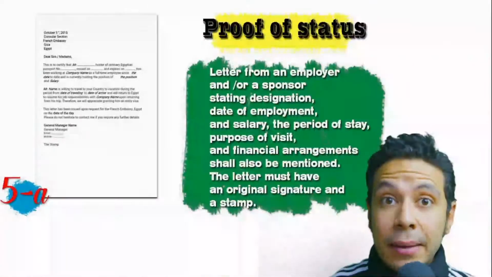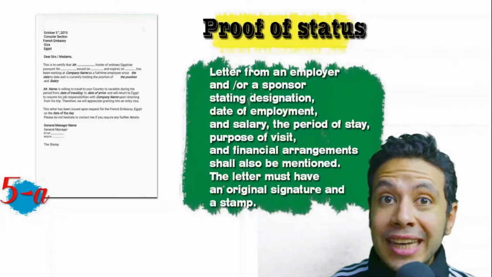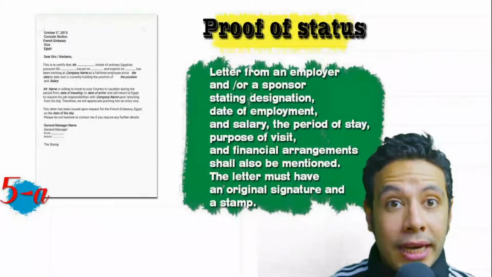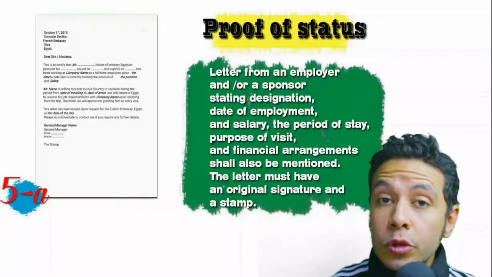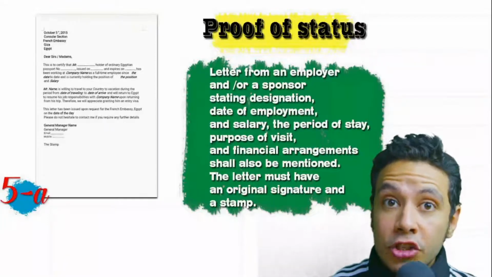In most visa application processes, you will be required to provide a proof of status. For example, if you are an employee, you will have to provide a letter from your employer or your HR department mentioning your name, your work details, and your salary. Both the address and contact numbers should also be mentioned in that letter, and all letters must have an original signature and a stamp.